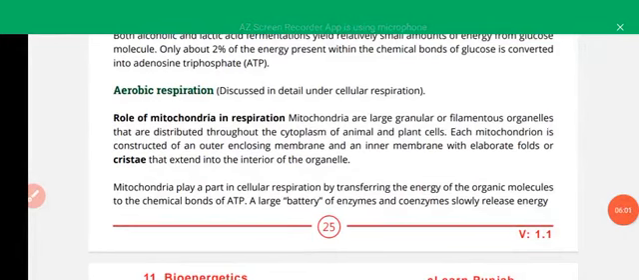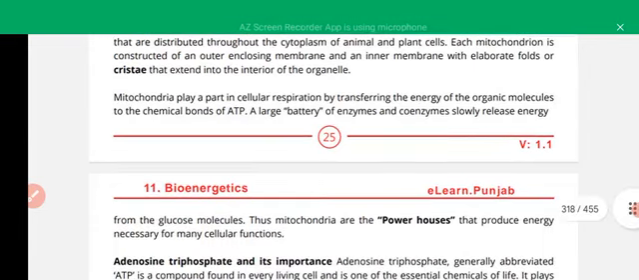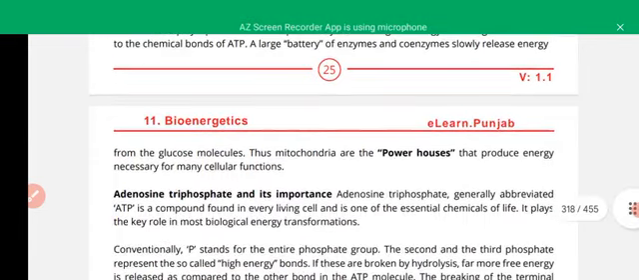Then we came to the role of mitochondria. We will gain knowledge about this in further detail. These are organelles distributed throughout the cytoplasm of animal and plant cells, and they have a crucial internal membrane that helps in the production of ATP by oxidative phosphorylation, the Krebs cycle, and many more reactions. There is a battery of enzymes and coenzymes that help in generating ATP. So it is called the powerhouse of the cell.